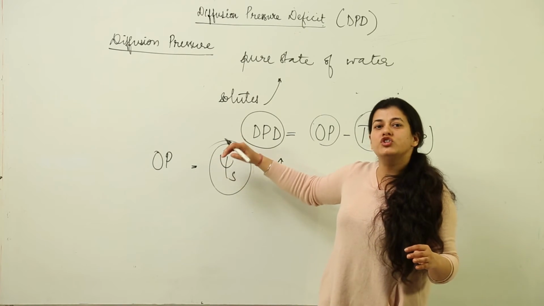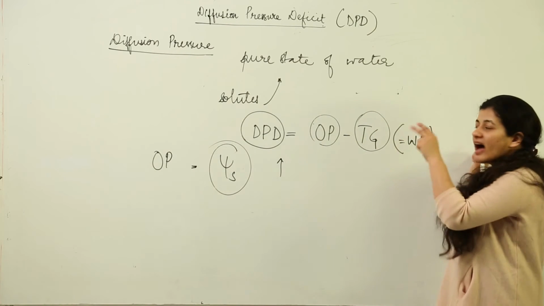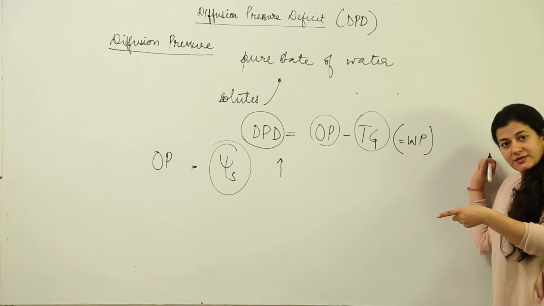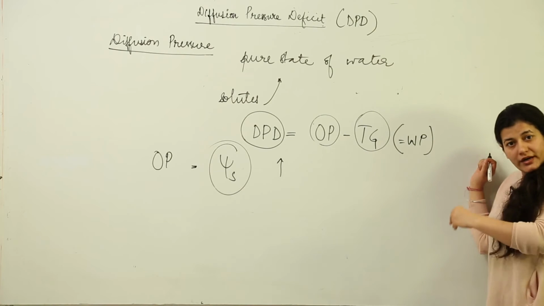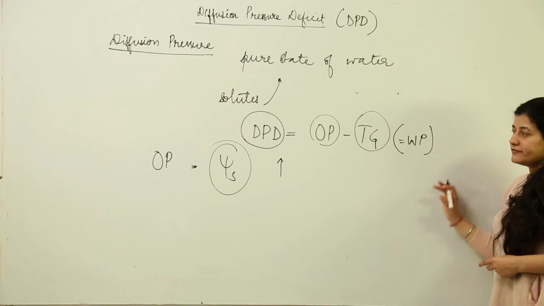That means diffusion pressure deficit, which means a cell with higher DPD has more concentrated protoplasm inside it, while one with a lower DPD has less concentrated protoplasm inside it. So this you have to understand.